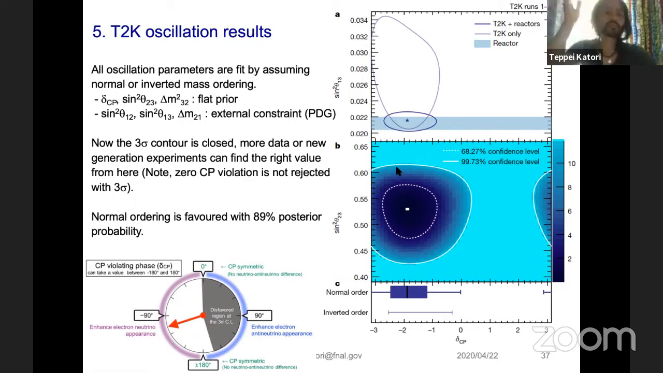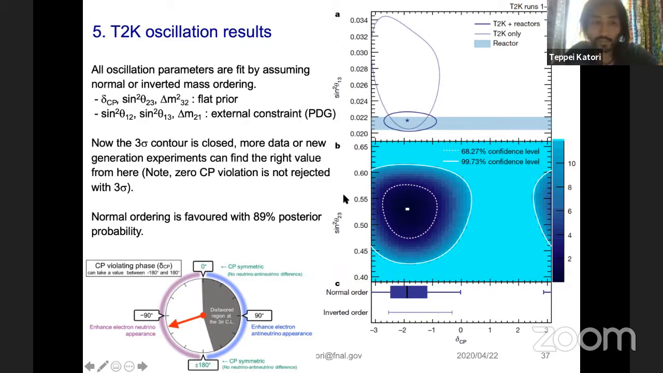So the top figure shows the x-axis is delta CP and the y-axis is sin²θ13. The bigger contour is the case if we don't use the θ13 information from the reactor neutrinos. But once we use this external constraint, you have this smaller contour, this one. And these are one sigma contours. The bottom figure shows the x-axis is delta CP again, and the y-axis is sin²θ23. And you see this three sigma contour. It's a big one.